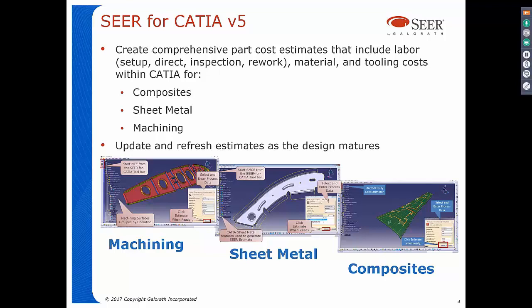There are currently three interfaces inside of CATIA. We have one for composites, one for sheet metal, and one for machining. The interfaces essentially automate the extraction of all the CAD model data and the geometry to build a detailed SEER for manufacturing cost model. And it's all done within seconds. And you're going to see that when Dan demonstrates shortly.